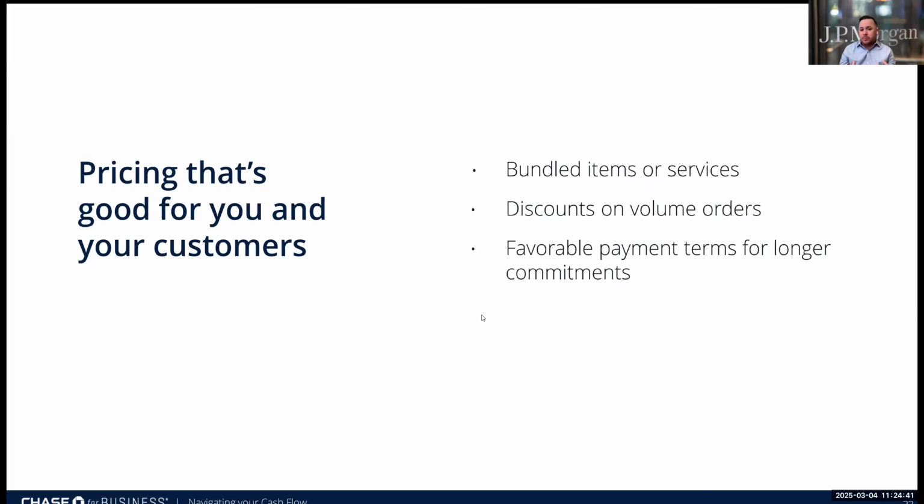So how can we incentivize people to buy more with us? After we consider prices, bundle items, discount for volume orders. How many Costco fans are out there? That's one of the biggest ones. Actually, you don't have to put your hand up. We all know you're a Costco fan. But those are the ones that you really need to take advantage of. Use those methods. How can you buy more?